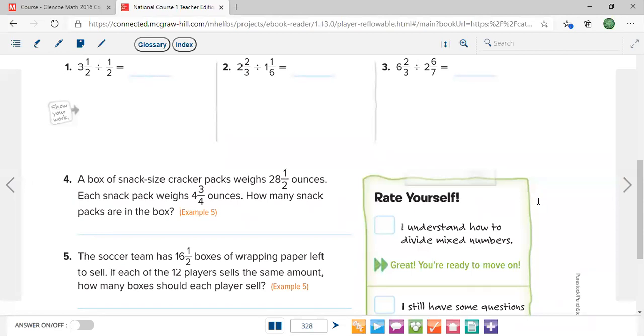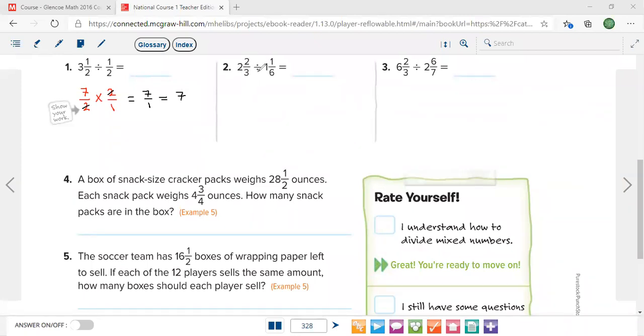On page 328 in the guided practice, problem number 1, 3 and a half divided by a half. 3 and a half is like 7 over 2. Division will be multiplication, and the half is 2 over 1. Just cancel the 2 up with the 2 down, and the answer will be 7 over 1, and 7 over 1 equals 7.